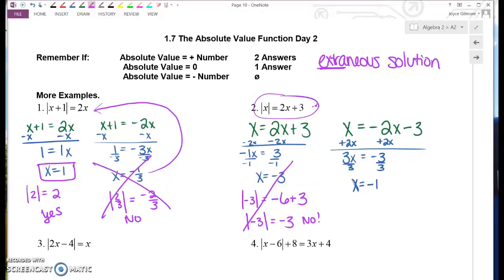Now, just because one of your solutions doesn't work does not necessarily mean that the other solution will work. There's a chance that there's no solutions. But let's check. So we put the negative 1 into this equation. We'd have absolute value of negative 1 equals 2 times negative 1 is negative 2 plus 3. Does the absolute value of negative 1 equal positive 1? Yes, that is a true statement. So x equals negative 1 is our solution.